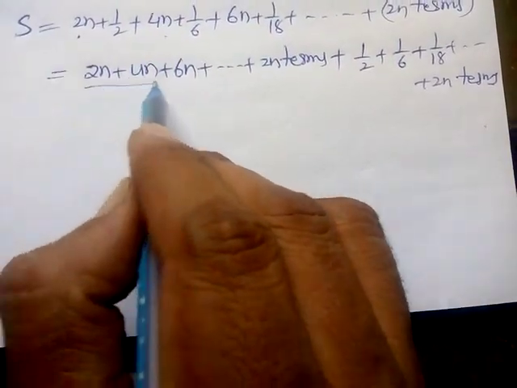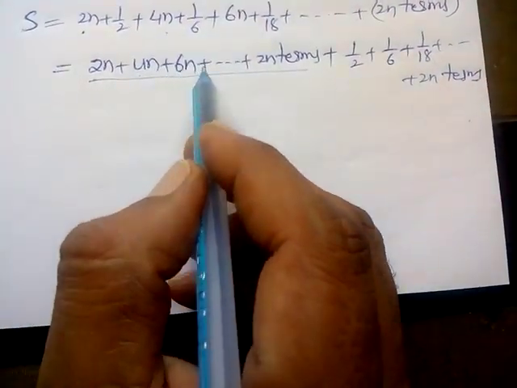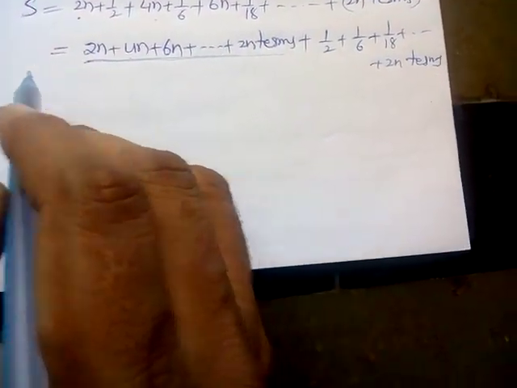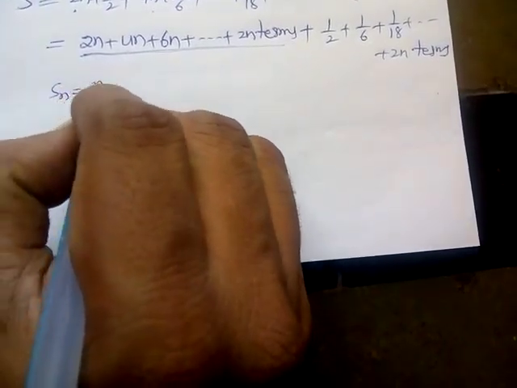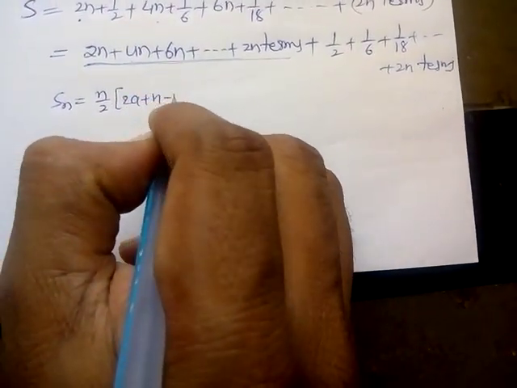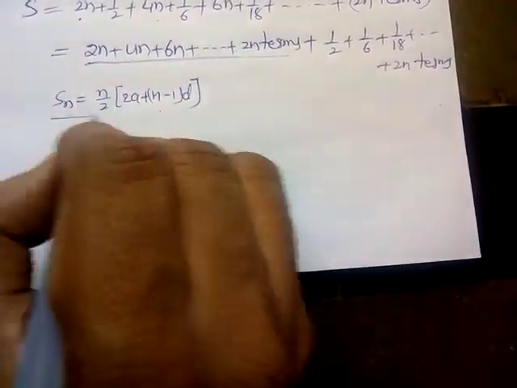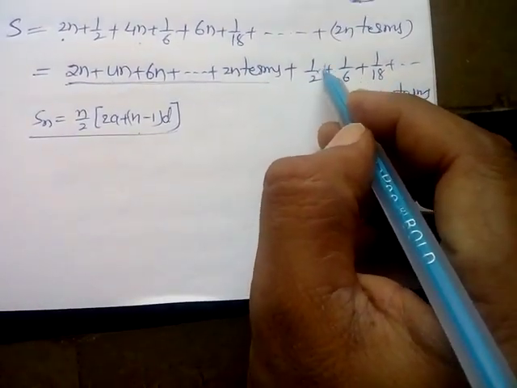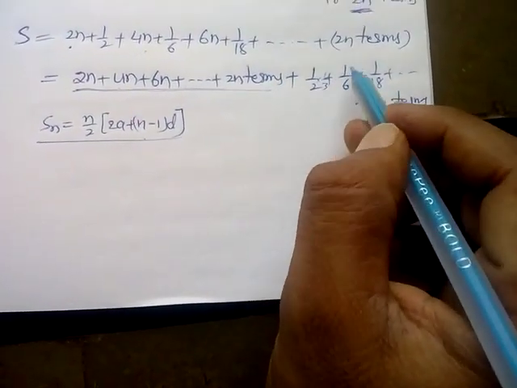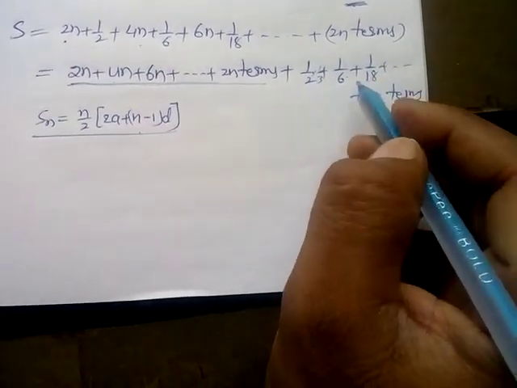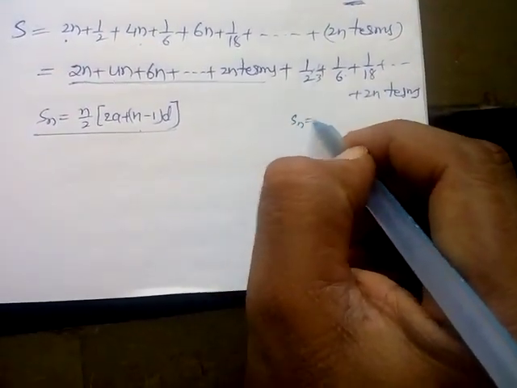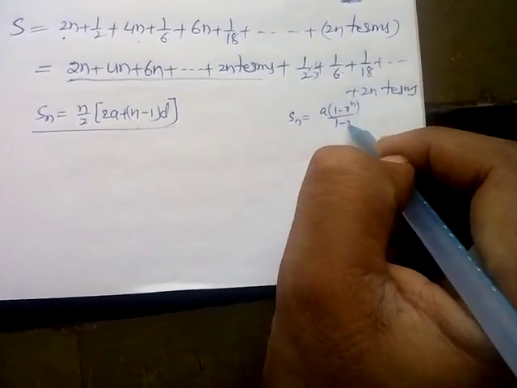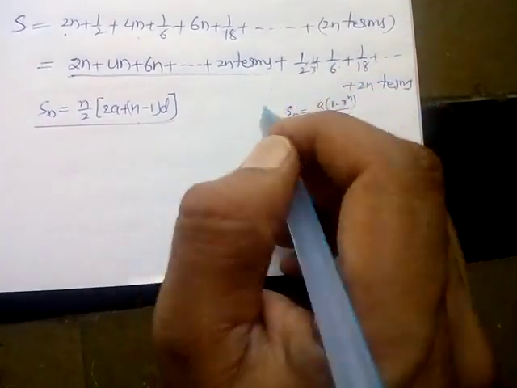Now observe this series: 2n plus 4n plus 6n plus and so on. This is an AP series. The sum of n terms formula is Sn equal to n by 2 of (2a plus (n minus 1) d). Apply this formula. What is the other one? This is a GP series. If you multiply by 1 by 3 it becomes 1 by 6, and 1 by 6 into 1 by 3 is 1 by 18. So here Sn is equal to a into (1 minus r to the power n) by (1 minus r), since r value 1 by 3 is less than 1. These two formulas are applied here, then we get the result.